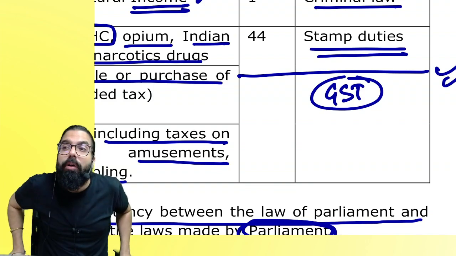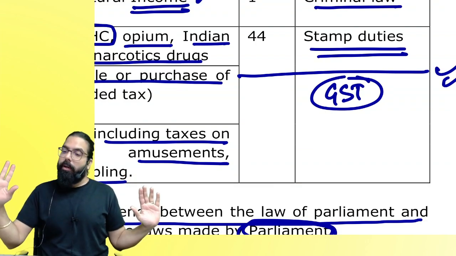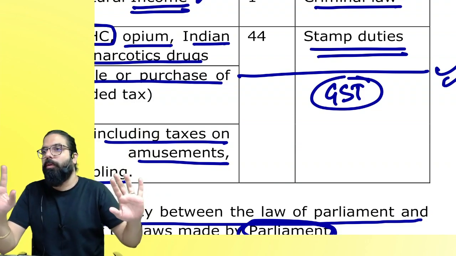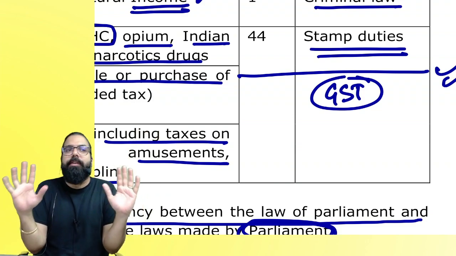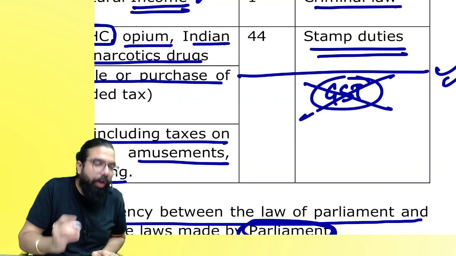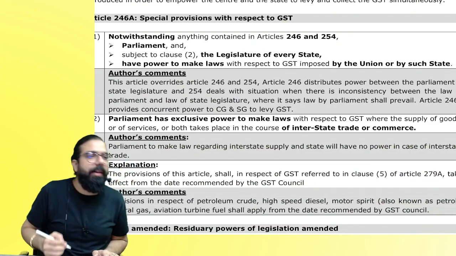Central. The states said GST is a new law. We want equal power. Central government and state government, we are not junior, you are not senior. Center and state should be equal. And hence, they did not mention it in the concurrent list, and they went ahead and introduced article number 246A.